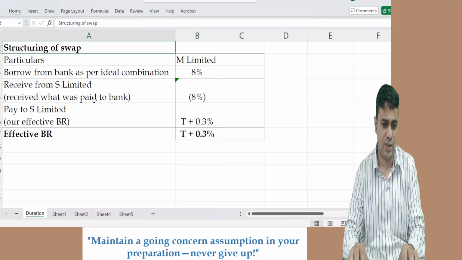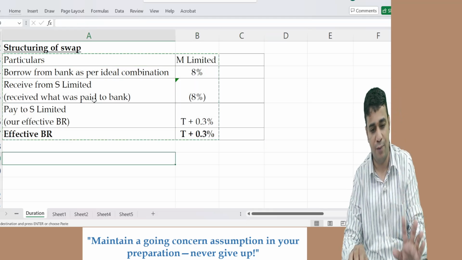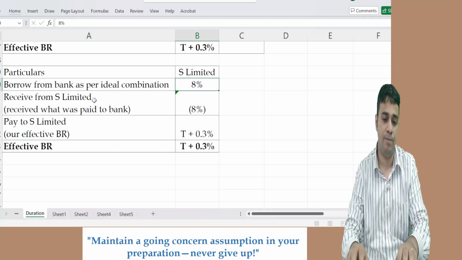Next, do it in the next column, a separate table itself, particulars and S Limited. I can do it together also, but some of you will get confused. Particulars and S Limited. In a later question, we will do it in a single table.